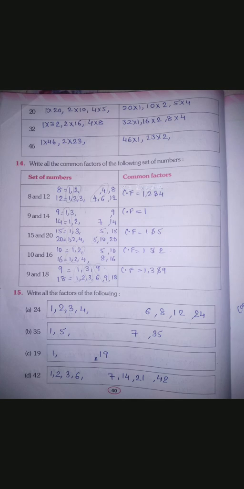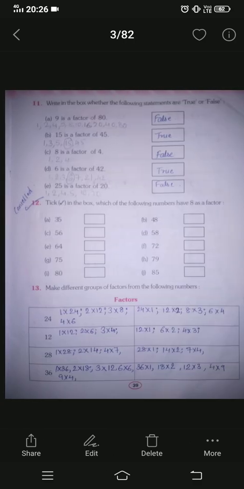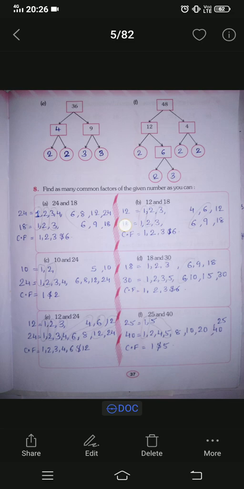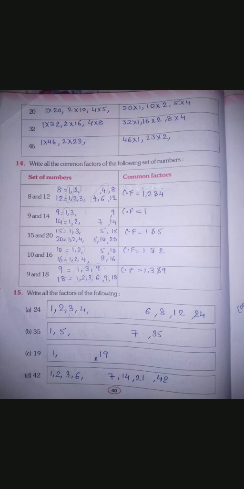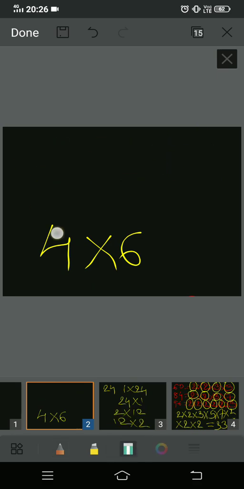Okay children, so the next question is: write all the common factors of the following set of numbers. Again the same question is there, like the common factor question which I taught in my previous class. That is how you have to do this one also. I'll show you one, children. Question number 14, A part.